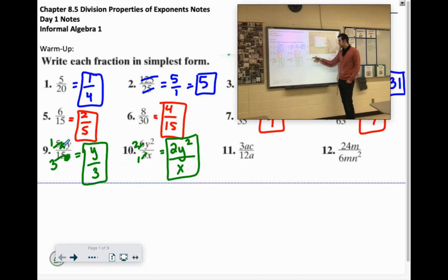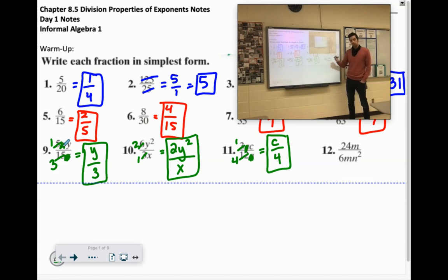Cool. All right, I see a 3 and a 12. 3 goes into 3 one time. 3 goes into 12 4 times. I also see an a and an a. Same thing up top and bottom. Get rid of it. So I'm left with 1c in the numerator, and I'm only left with 4 in the denominator. Look at us reducing fractions. These are tough.